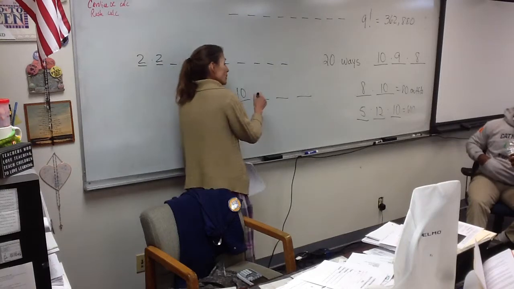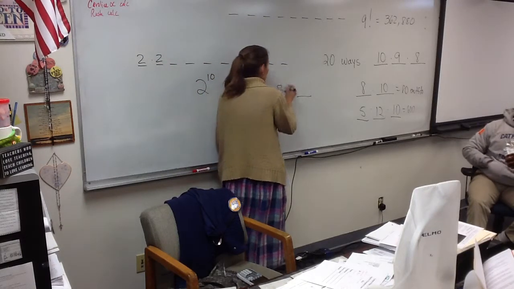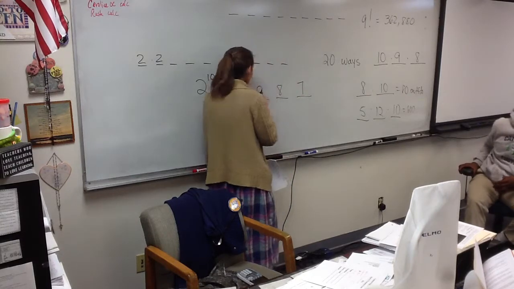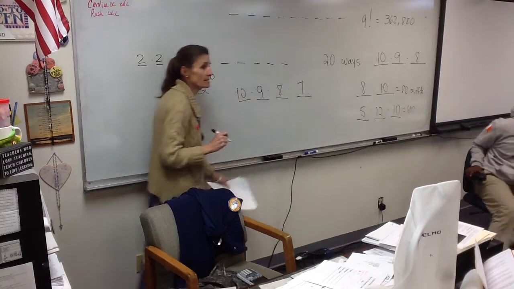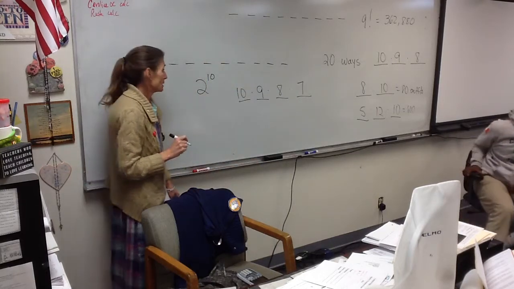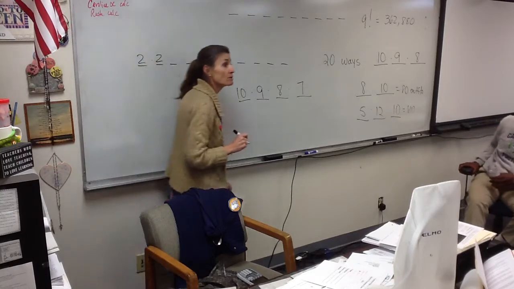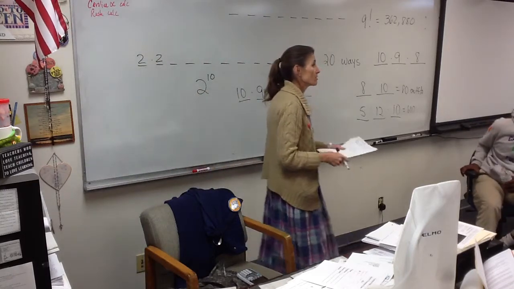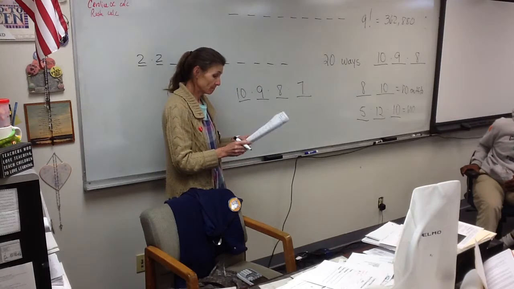How many choices do I have for my second prize? And what do I do with all these numbers? Multiply them, always multiply them. So I don't know what that is. 5,040. So there are 5,040 different ways I could do that.